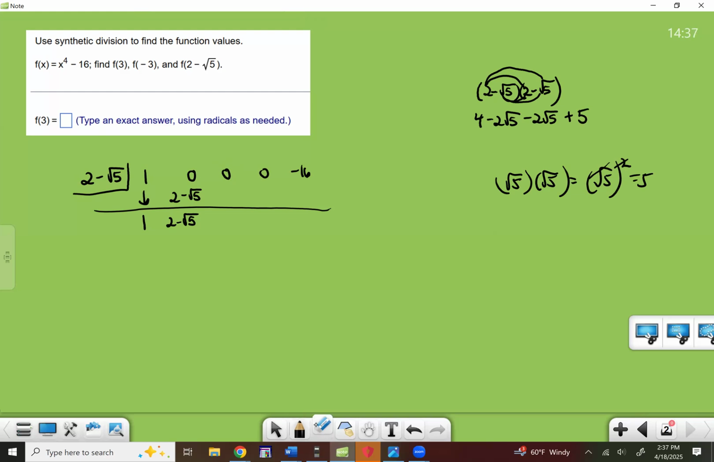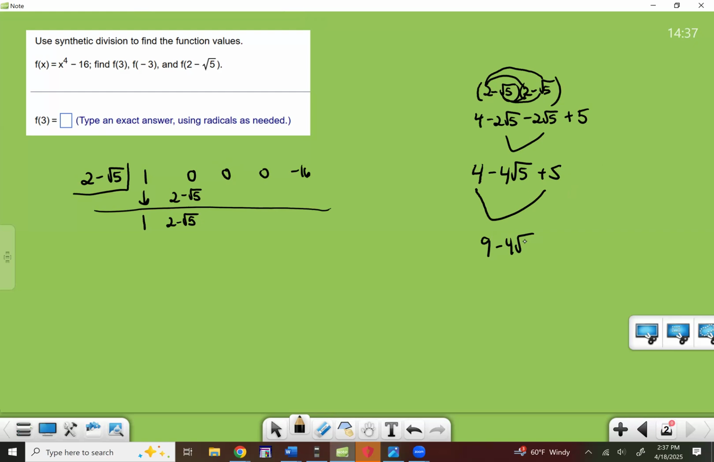All right. So there is some cleaning up that we can do, right? We can take these two terms and combine them. So negative 2 take away 2 would be negative 4. Oh, and sorry, I forgot to combine these guys too, right? So it looks like we're going to get 9 minus 4 square root of 5.